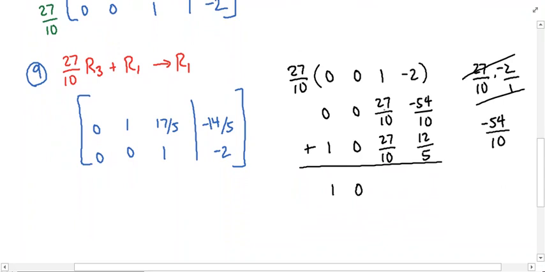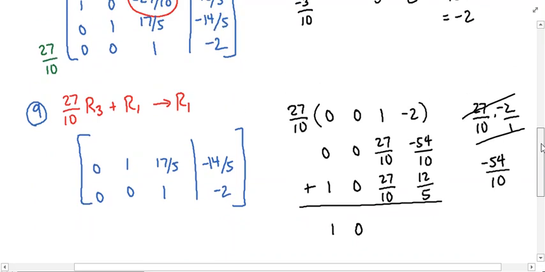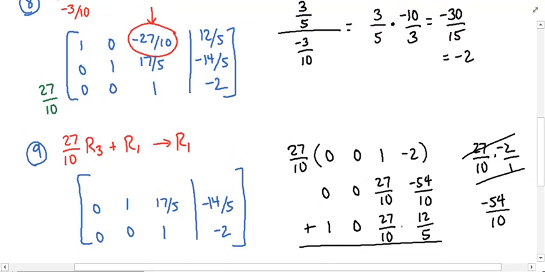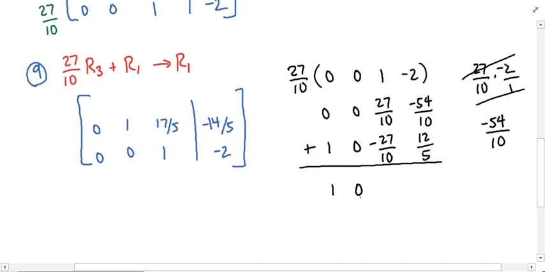Oops, I forgot something here. Look what I did. When I wrote down the first row from the previous matrix, this should have been a -27 tenths. So make sure you realize, look where my little cursor is hovering. This should have matched this. All right, so now we've got 27 tenths plus a negative 27 tenths. That's going to zero out.